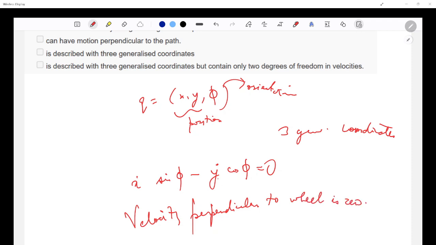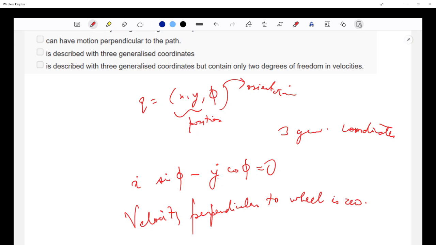Okay. So motion is only along the wheel direction, which is tangent. Okay, so configuration degree of freedom is 3, constraint is 1, which is non-holonomic, and velocity degree of freedom is 2, which is basically x dot and y dot. So let's talk about the options.